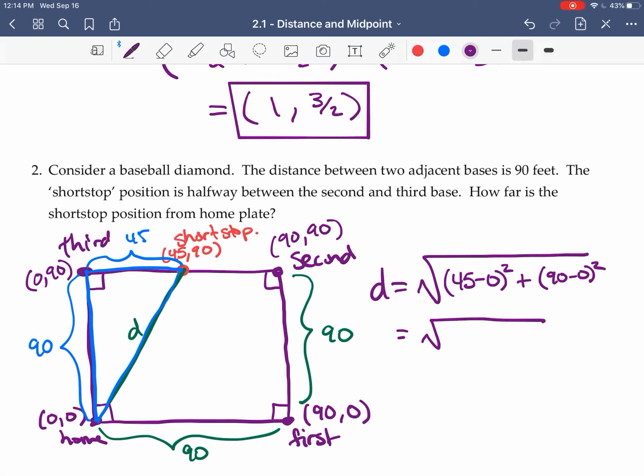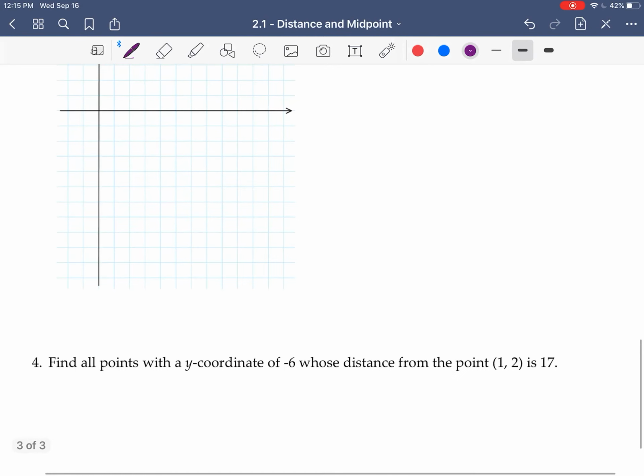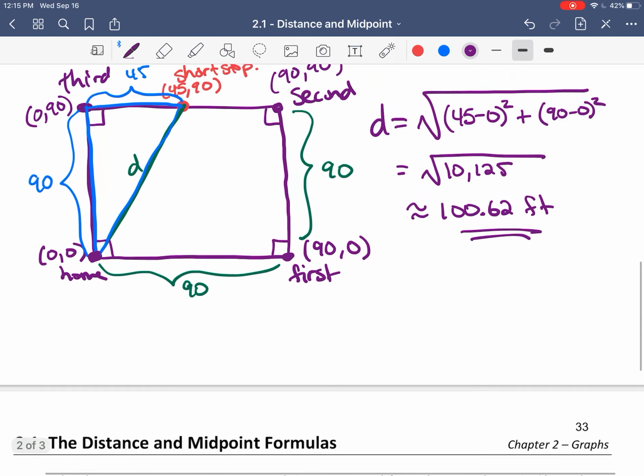So if you expand those out, it's the square root of 10,125, which is approximately 100.62 feet. Okay, so that's approximately how far away the shortstop is if they play on the line. Sometimes they play behind the line or in front of the line, but if they play on the baseline, then they're approximately 100.62 feet away from the home plate. Okay, there's two more examples on here. I'm going to leave them for you to try, and I will do them for you in a subsequent video.